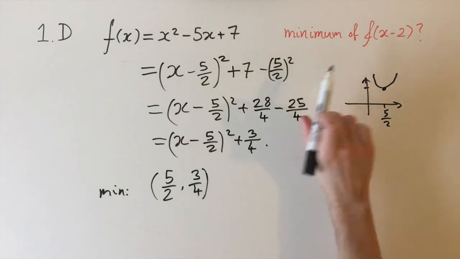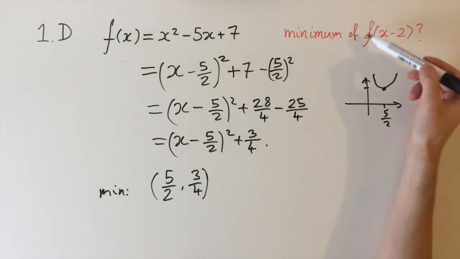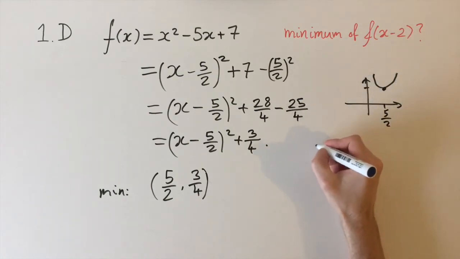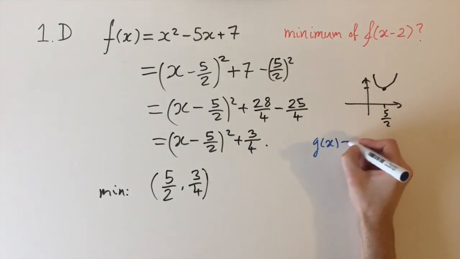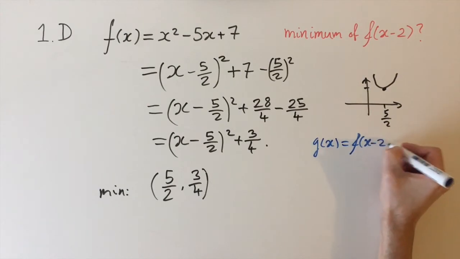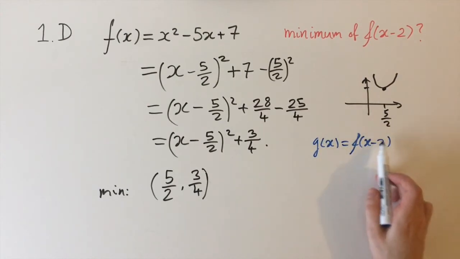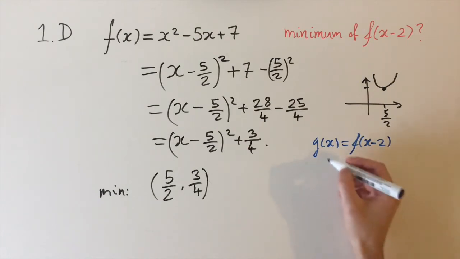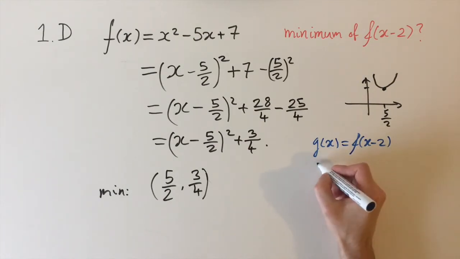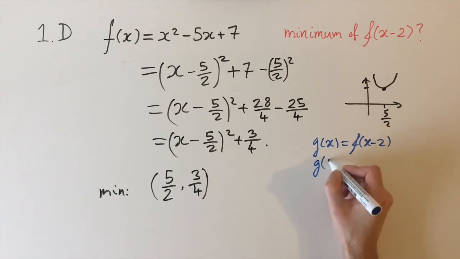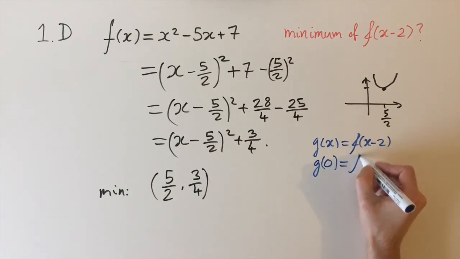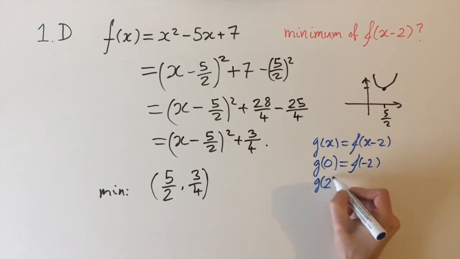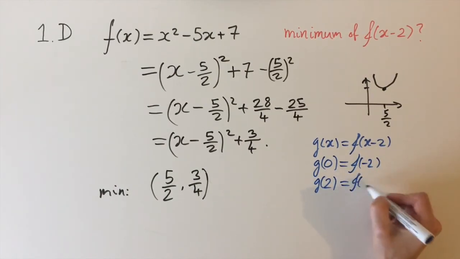So the second step is just to translate this into this function. Let's call this something else to make it easier. If we call g of x equal to f of x minus 2, this makes it a bit easier to deal with. We need to revise what this transformation does. An easy way, what I like to do to remember, is if we just put a couple values in and see what happens. If we put x equals 0, we have g of 0 equals f of minus 2, and let's also do 2. So g of 2 equals f of 0.